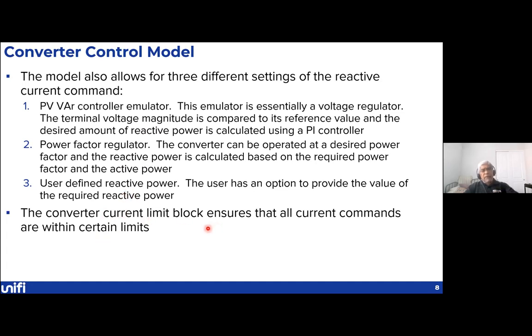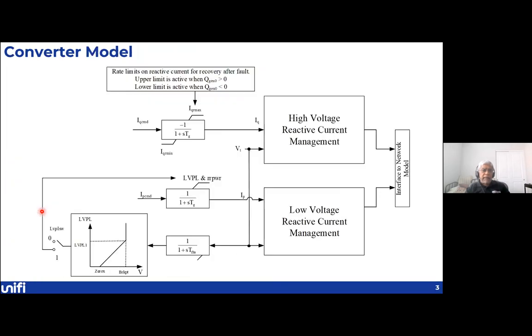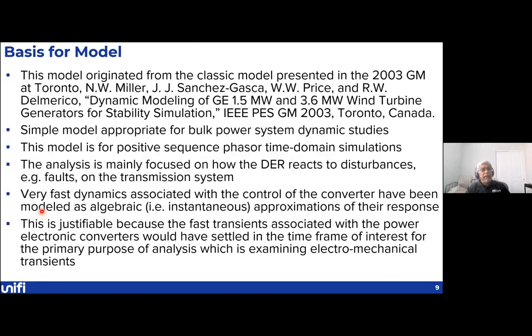And basically the converter current limit block ensures that all current commands are within certain limits. So this is how this was set. So the basis for this original model that I showed you, this idea of representing this in a very simple structure, came out from a very classic paper which was presented at an all-day panel session on wind generator modeling at the 2003 general meeting in Toronto.